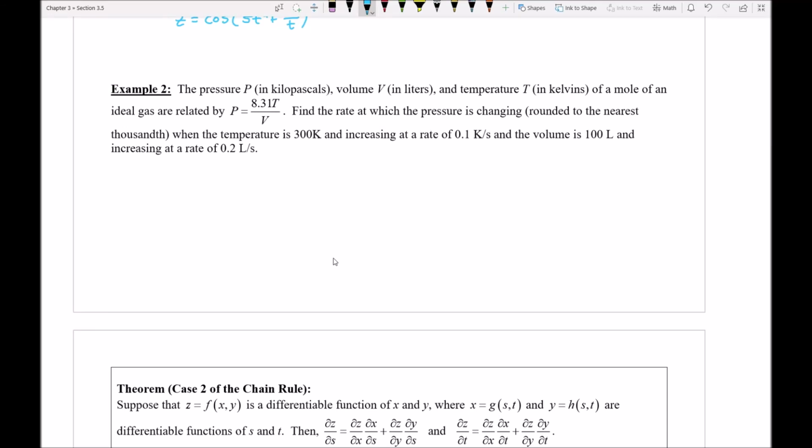Now we're going to go ahead and take a look at example 2. In this example, we're going to see an extension of an idea that was discussed within a Calc 1 class as kind of an extension of the chain rule and derivatives. This is the concept here of related rates problems.